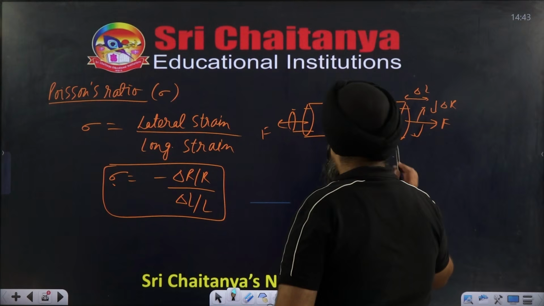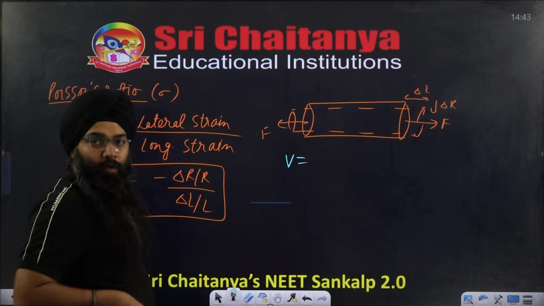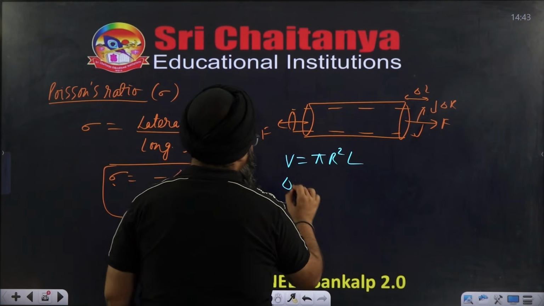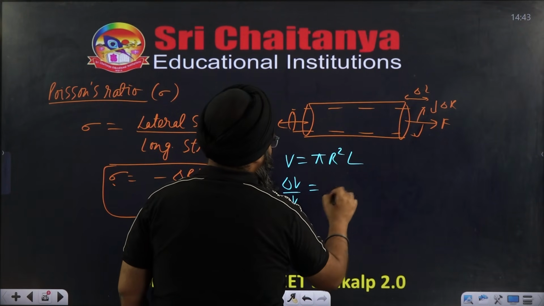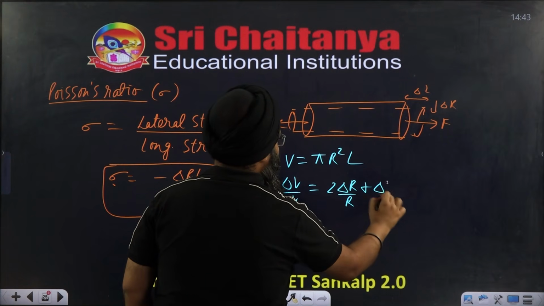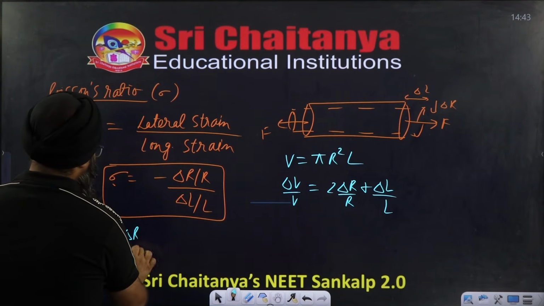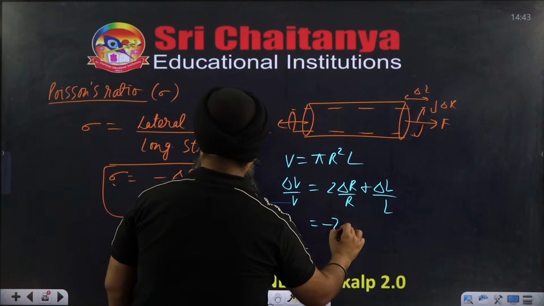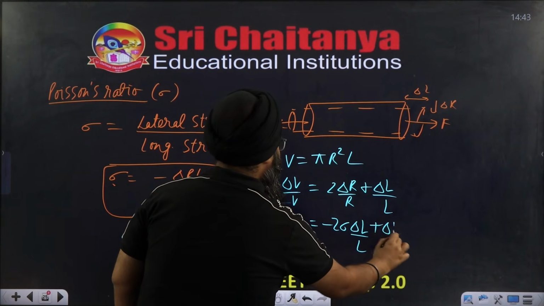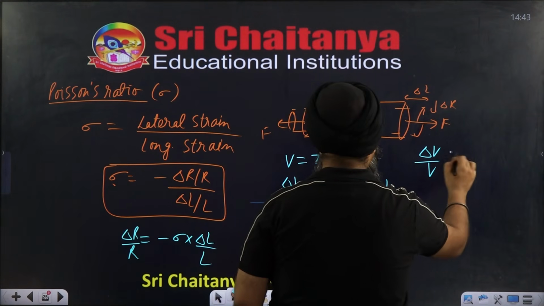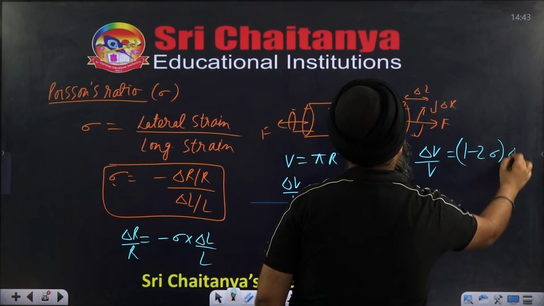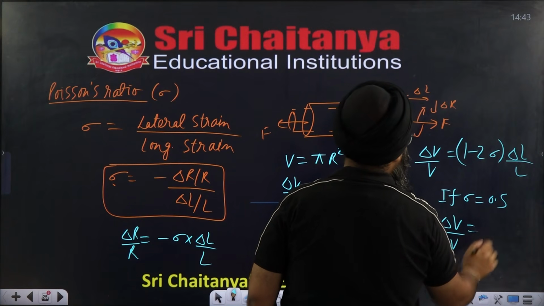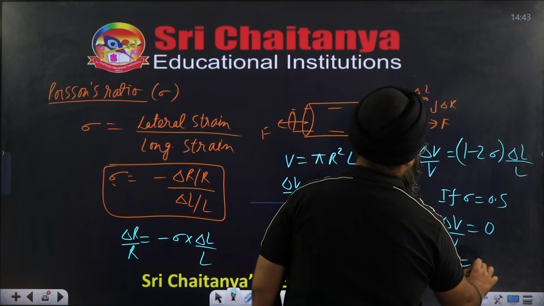One more thing. The volume of a cylindrical body will be pi r square L. What will be the fractional change in volume? Delta V by V will be 2 times delta R by R plus delta L by L. Now delta R by R can be written as minus sigma into delta L by L. If you put it here, you get minus 2 sigma delta L by L plus delta L by L. So fractional change in volume will be 1 minus 2 sigma multiplied by delta L by L. If sigma comes out to be 0.5, the fractional change in volume will be 0. That means the volume of the body will be constant.